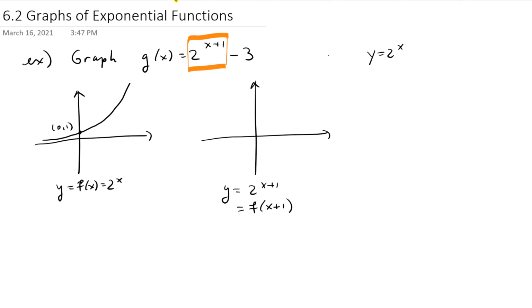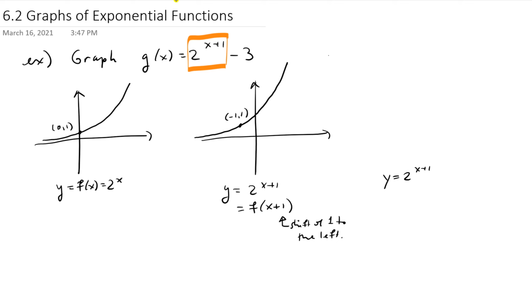And when we write it like that, it's easy to understand that this is going to be a shift of 1 to the left, because of plus 1. So our point 0, 1, for example, is going to go to minus 1, 1. And you can try doing that. Replace x by minus 1. You get 2 to the minus 1 plus 1, 2 to the 0. You indeed get 1 for the output. So it's just shifting that previous curve 1 to the left.